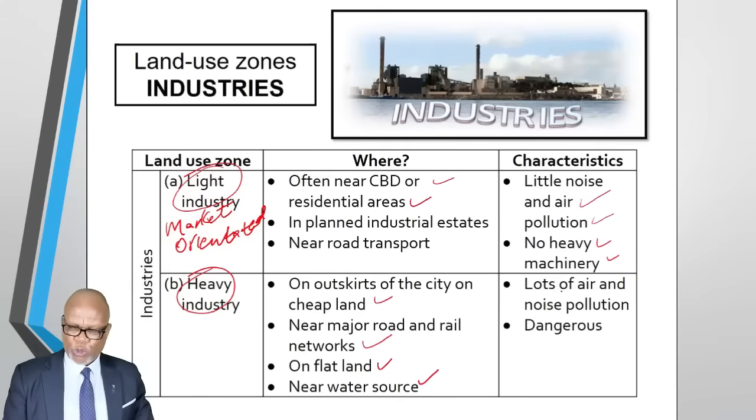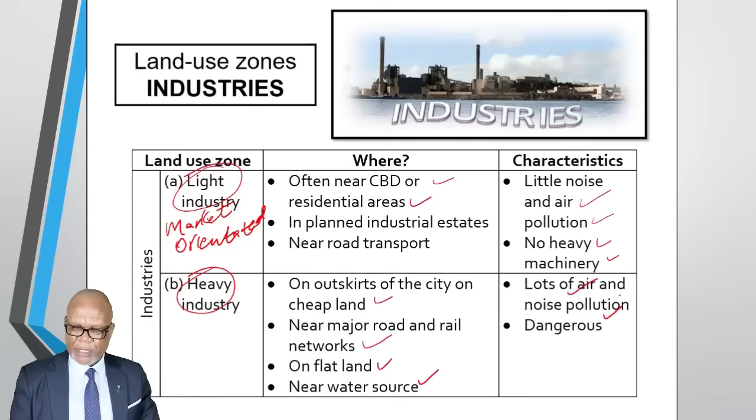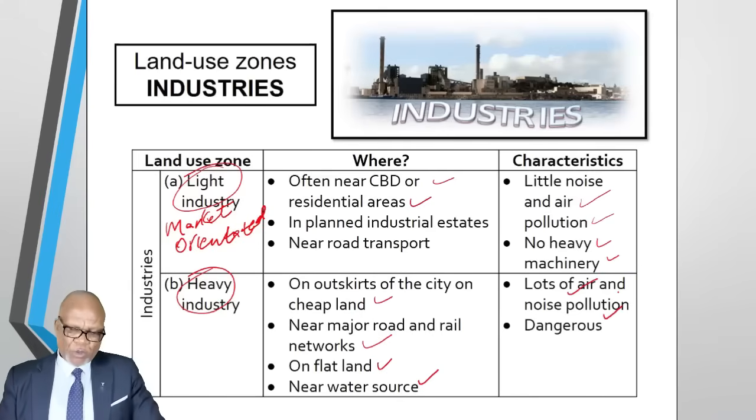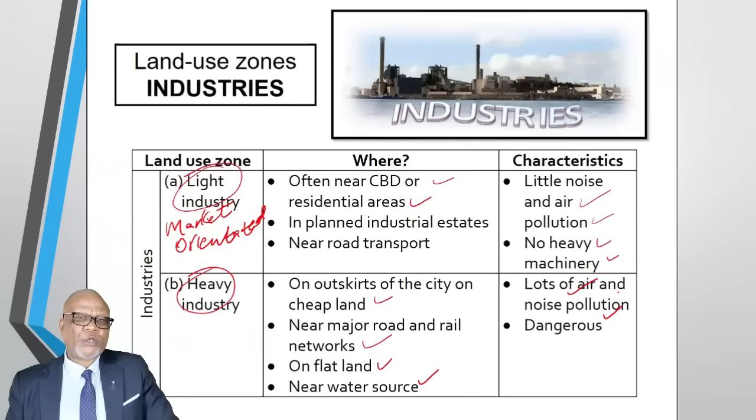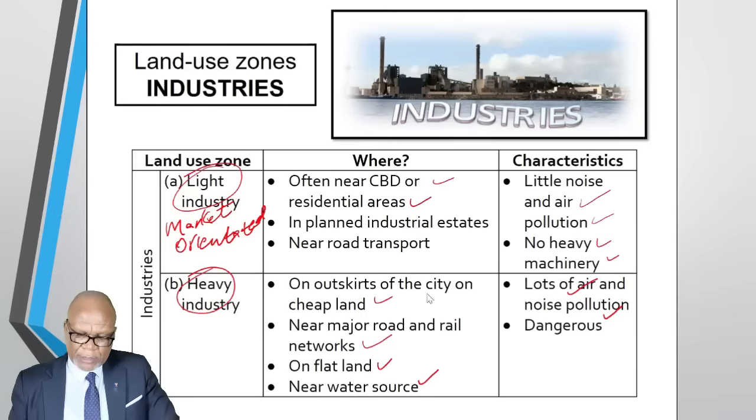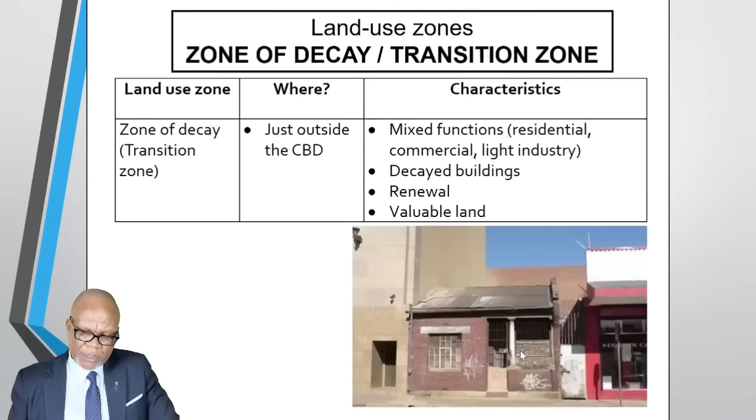They also cause a lot of air pollution and they have dangerous activities. That is why the first thing that you do when you get to the heavy industry, if you want to do a tour, is they will give you protective gear. They are going to give you a helmet, they're going to give you overalls. This is because of the dangerous activities that are involved in the heavy industry.